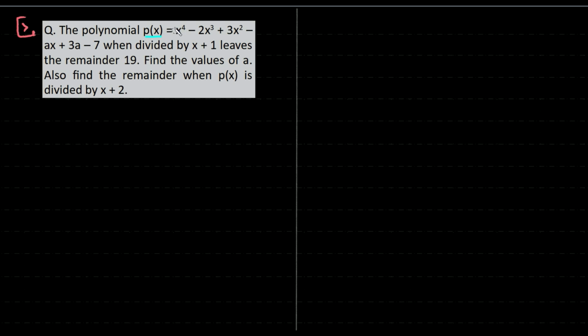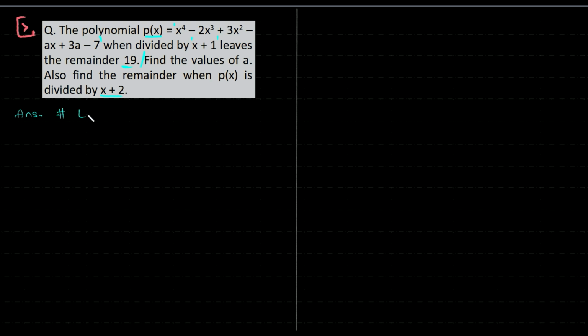The polynomial p of x, this particular expression, when divided with x plus 1 leaves a remainder of 19. Find the value of a, also find the remainder when p of x is divided by x plus 2. Okay, the question is a bit lengthy. Actually, it's quite lengthy, I agree.